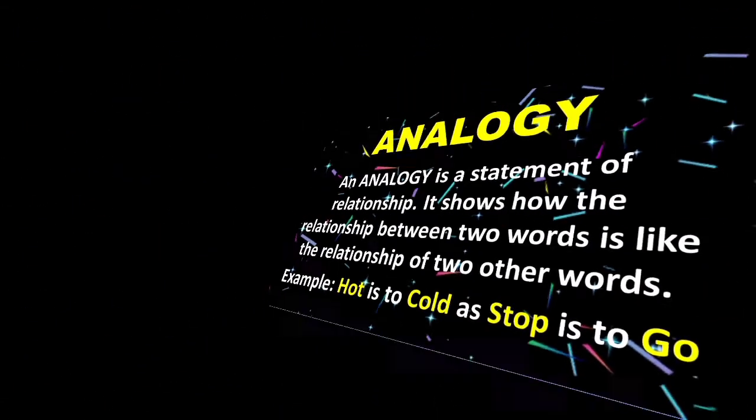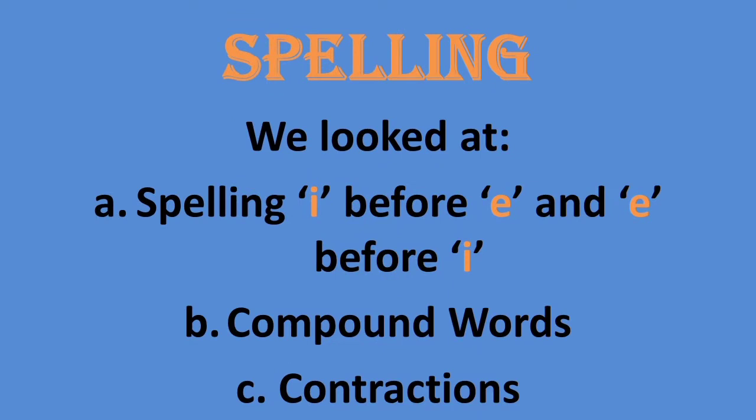Now, we talked about spelling. Under spelling, we looked at a number of subtopics. Okay? For example, we looked at how to spell I before E and when to spell E before I. Okay? We also looked at compound words, we looked at contractions, we looked at how to spell words that have silent letters and so on and so forth.